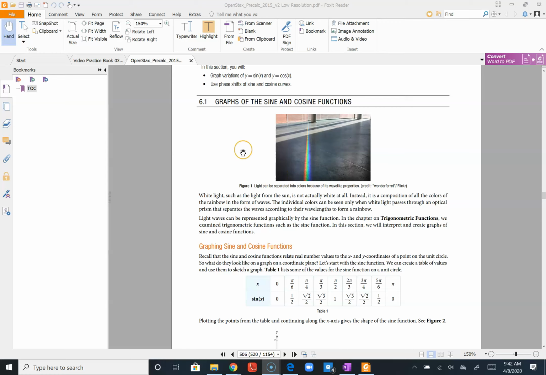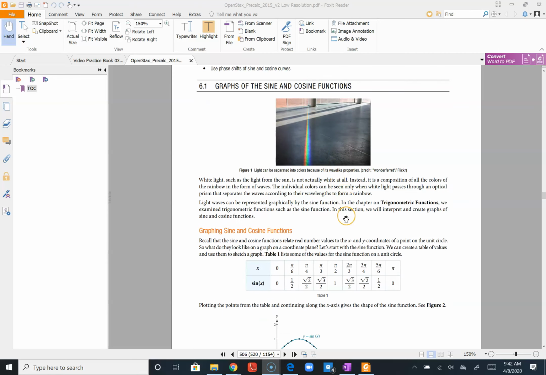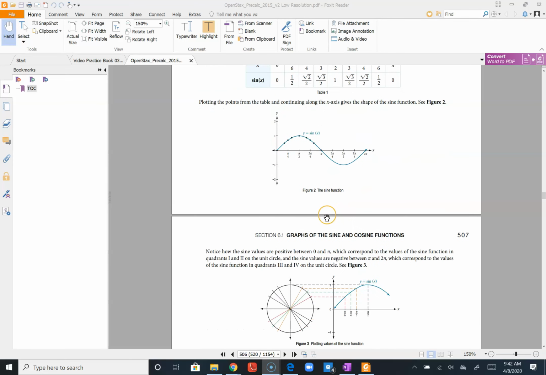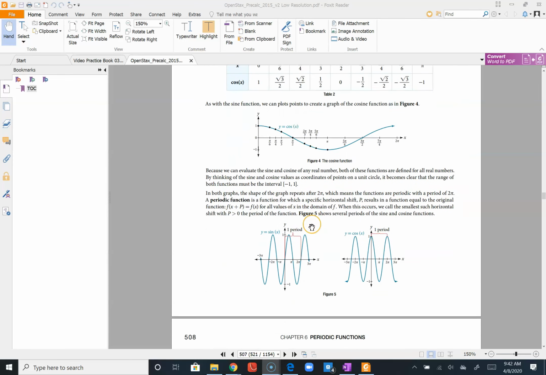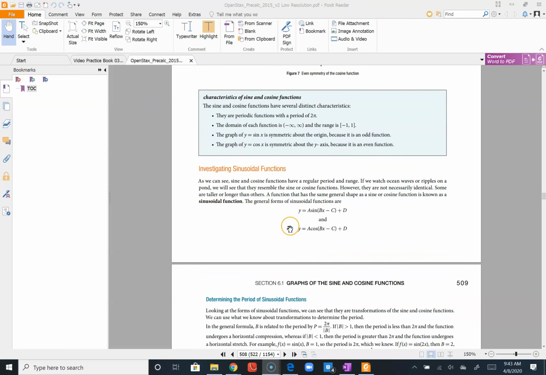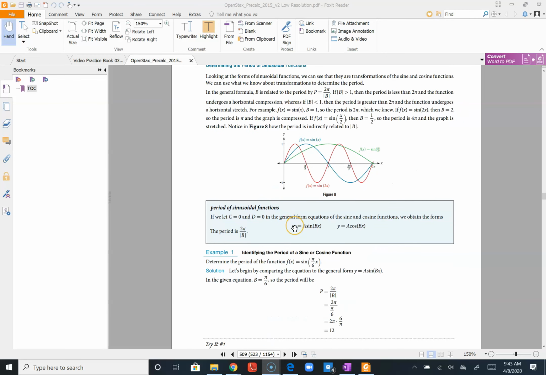Okay, this will be some example problems from 6.1, graph of sine and cosine functions. I want to talk about a couple things in the text. Anytime you bump into one of these blue boxes, it's going to be pretty important. So if all you knew were the blue boxes, it would be pretty useful.